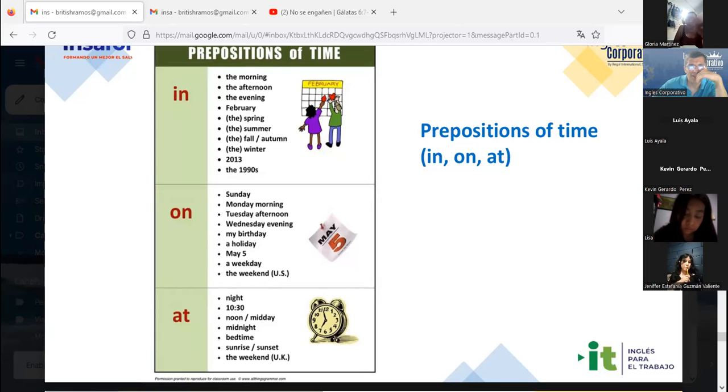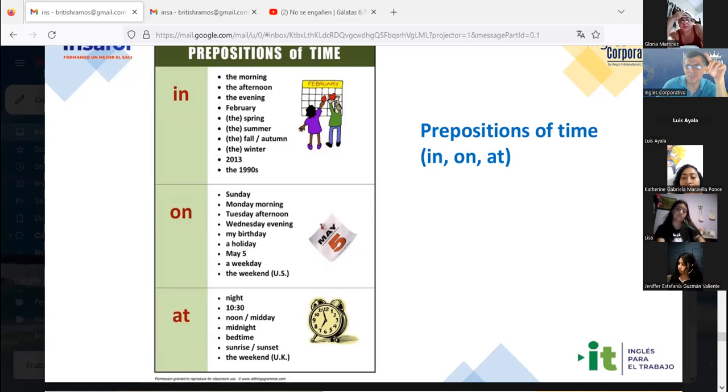Dates. For example, Mother's Day. When is Mother's Day? On May 10th. And Father's Day? On June 17th. So we celebrate Father's Day on June 17th.